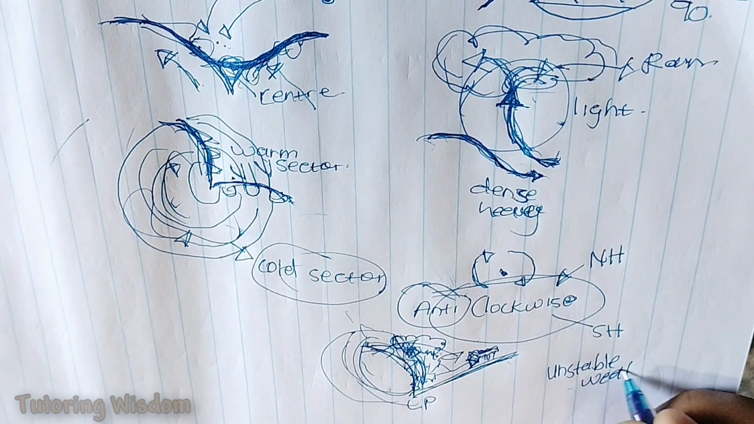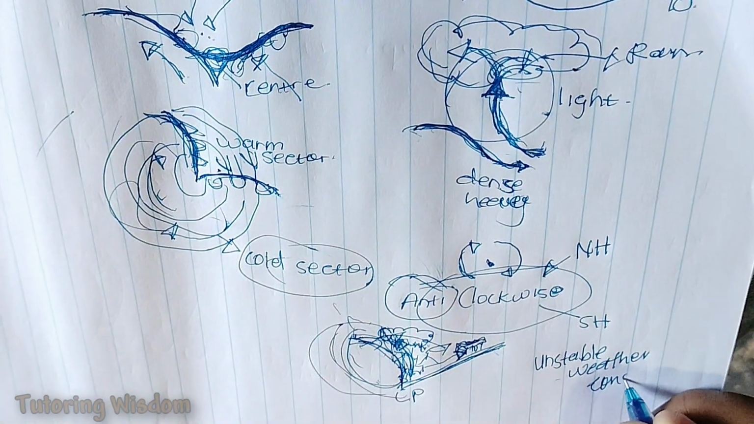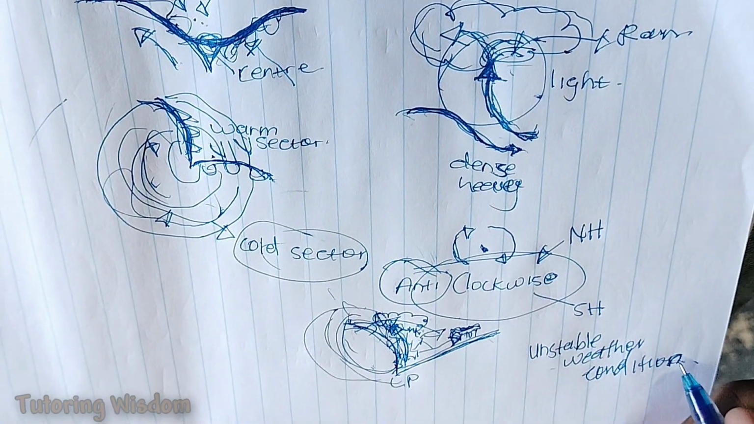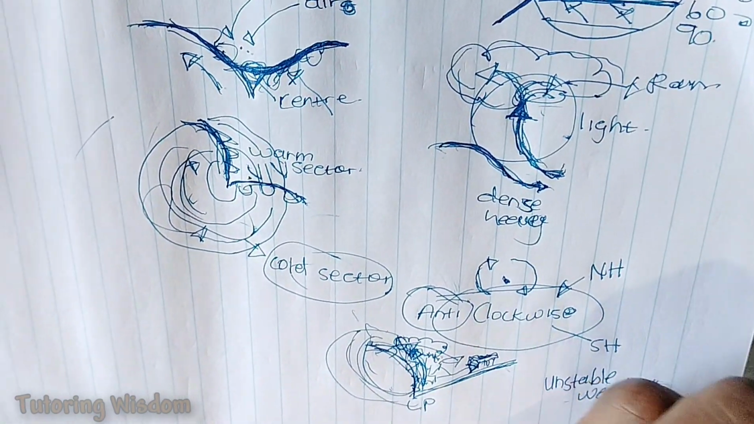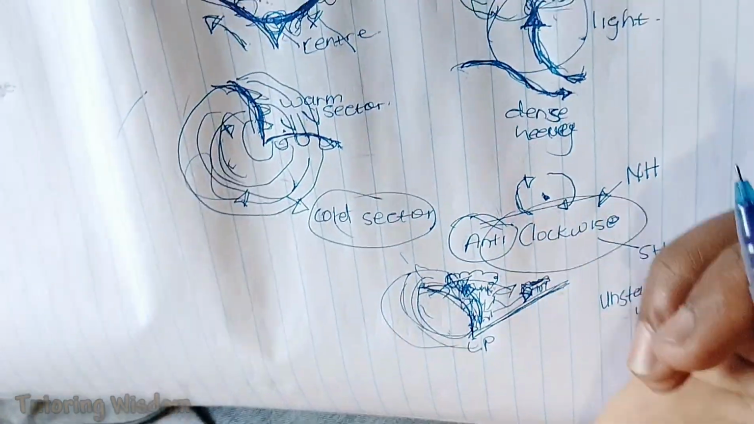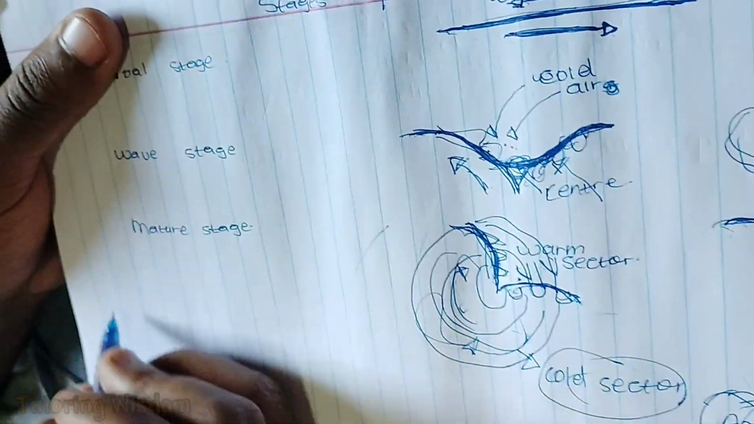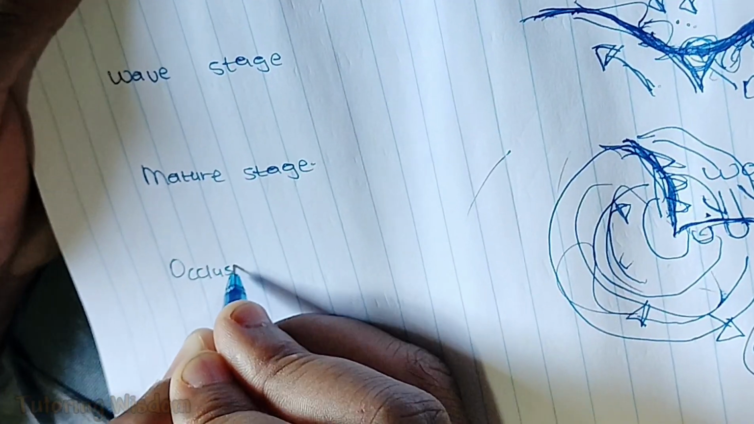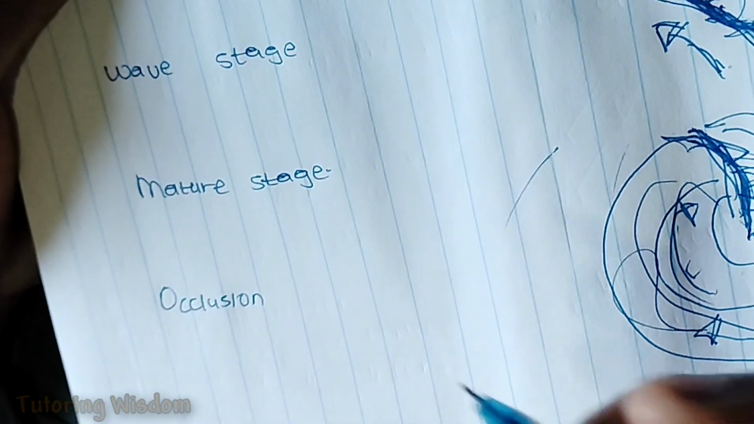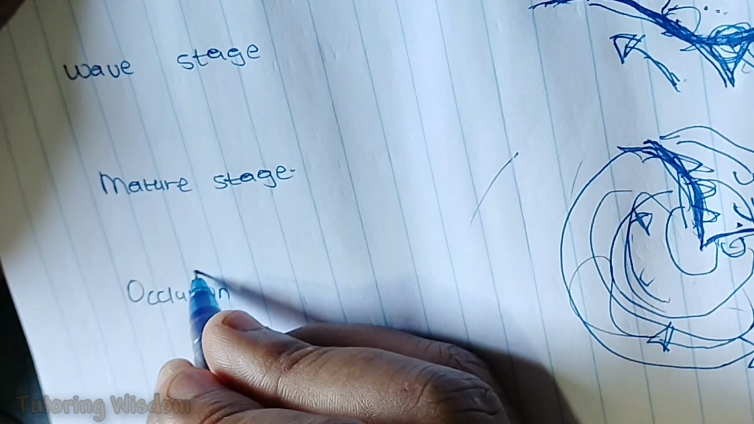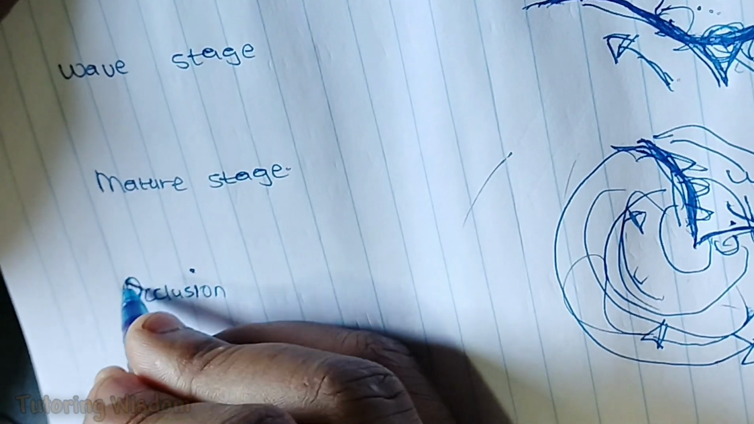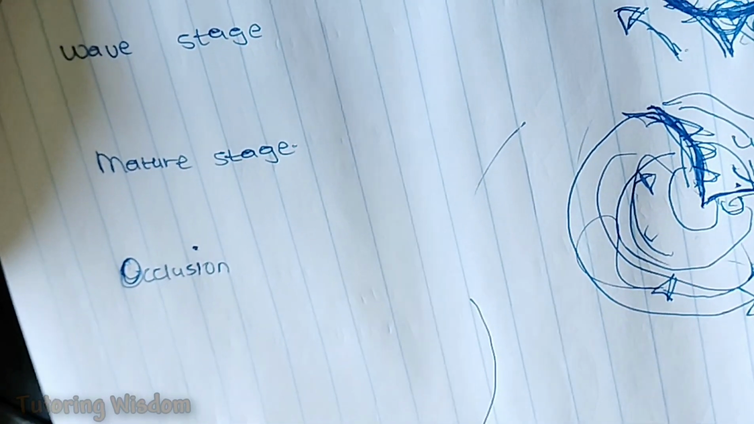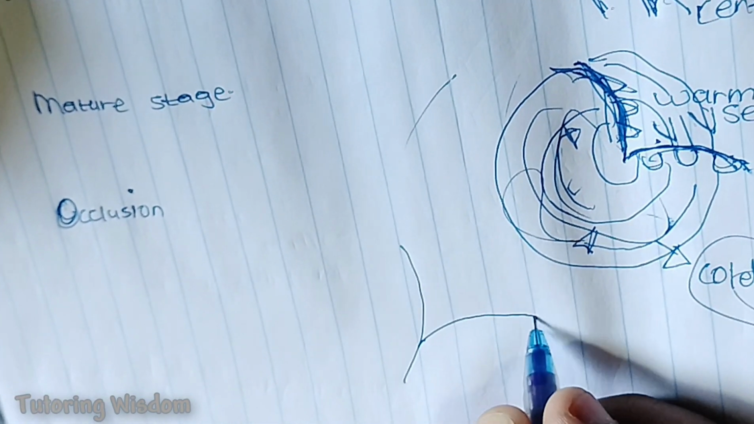Unstable weather conditions. Now obviously after you mature, you now reach your granny stages. Now you are an adult, now you are dissipating, right? So that stage we call your occlusion stage, right? The last stage of a mid-latitude cyclone, where it starts to dissipate and lose power. Now what happens in this stage? This stage will look something like that.